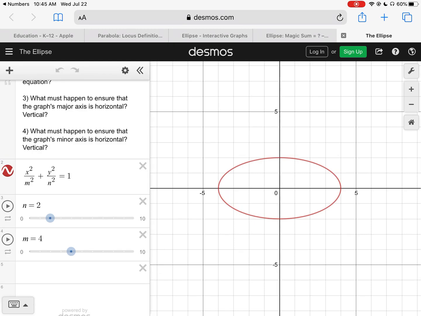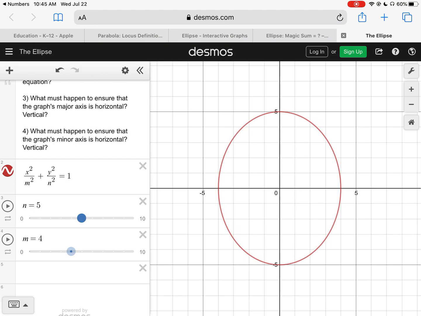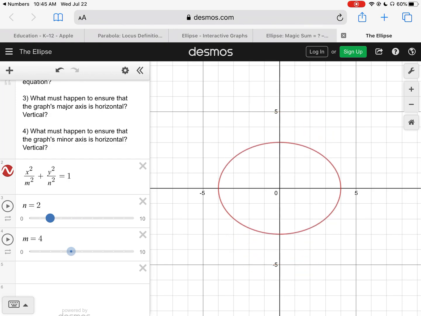So right now I have an ellipse, still have an ellipse, now it's a circle, okay? And what makes it a circle is that the values of m and n are the same now, which means your two denominators in the equation will be the same, okay? So if the denominators are equal, you get a circle. If they are different, you get an ellipse, okay?